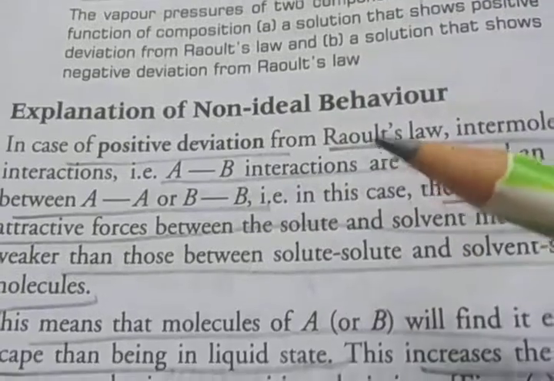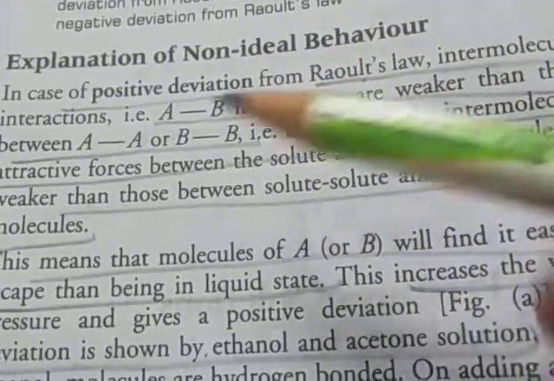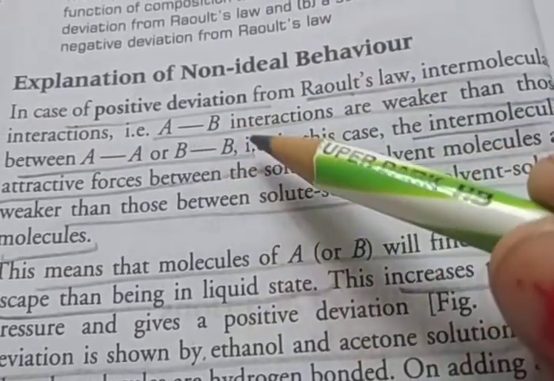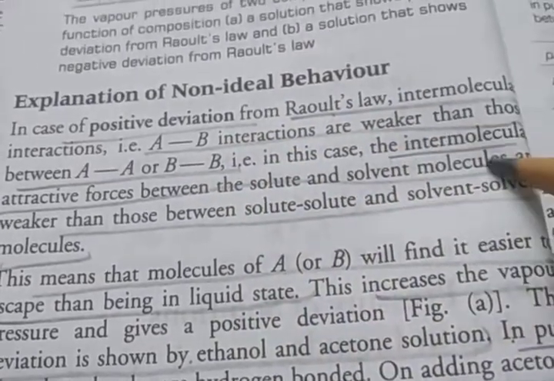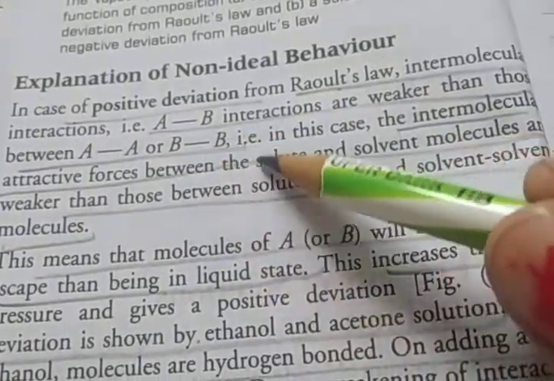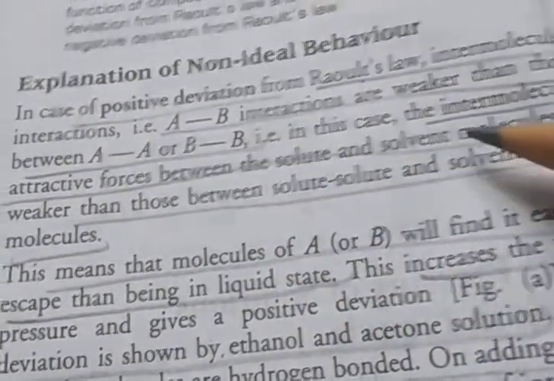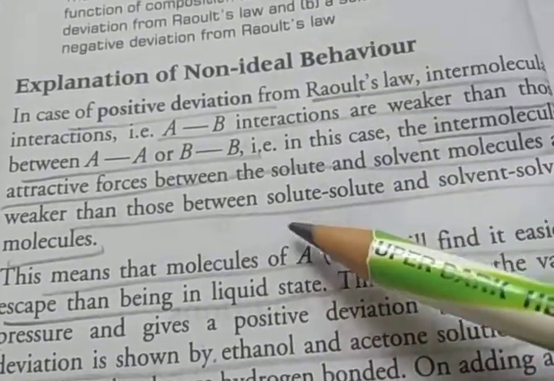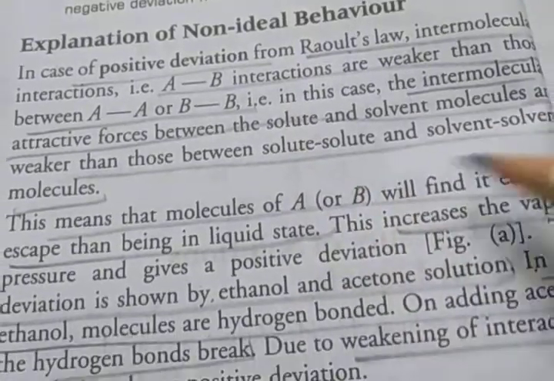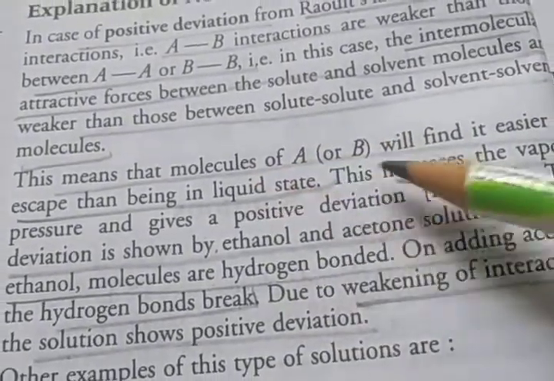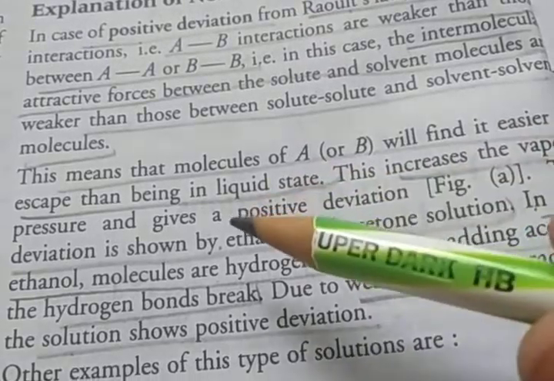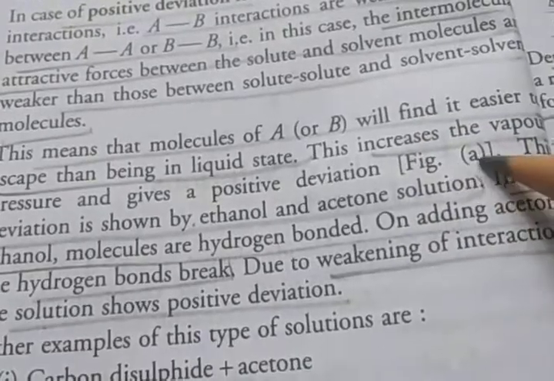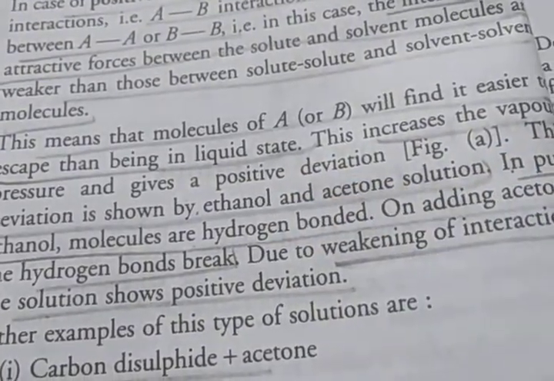Then, after the explanation of non-ideal solution behavior, in the case of positive deviation from Raoult's law, the intermolecular AB interactions are weaker than those between AA and BB. So the intermolecular attractive forces between the solute and solvent molecules are weaker. This means A or B will find it easier to escape than to remain in the liquid state. This increases the vapor pressure and gives the positive deviation.